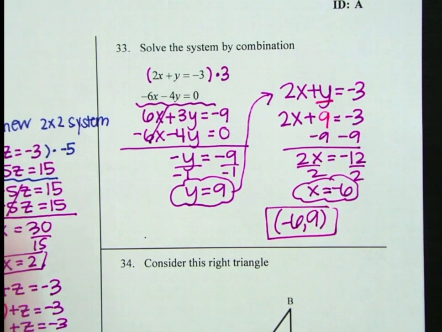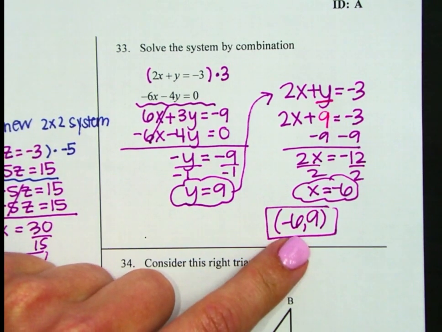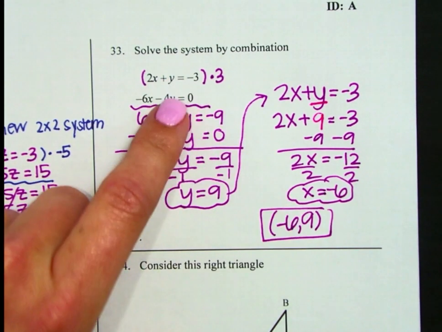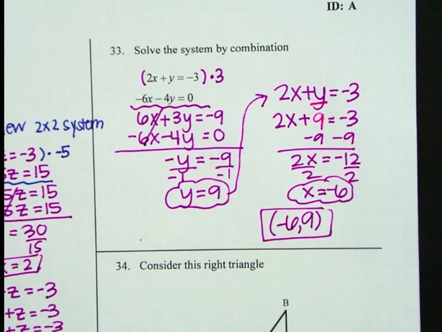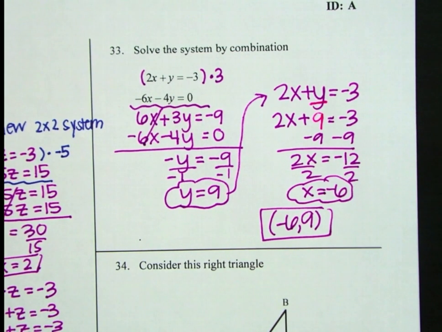And then during your test, if you'd like, you can always plug in negative 6 for x and 9 for y into both equations to check your work. Make sure what you have makes sense.